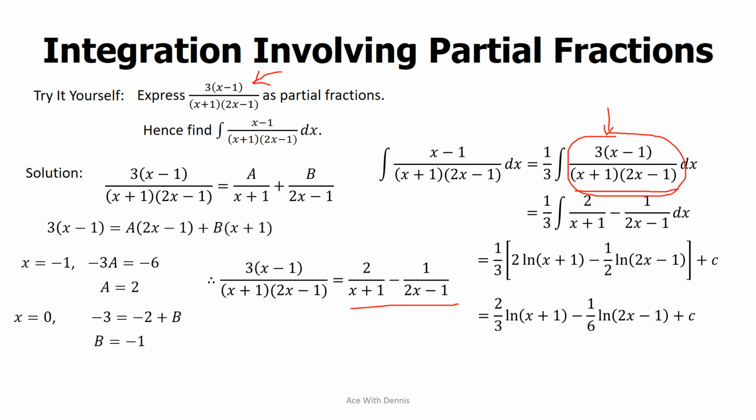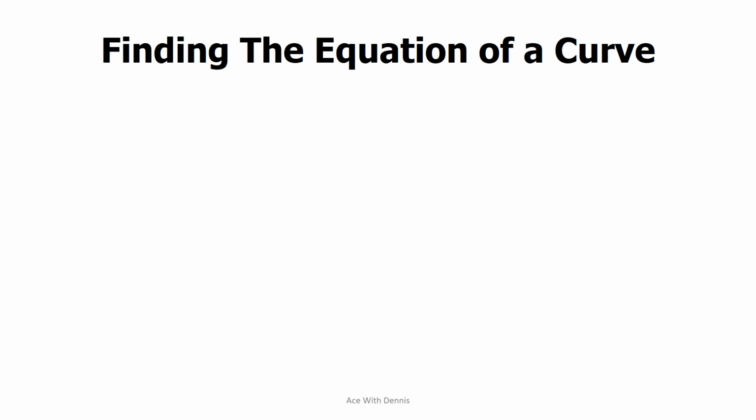Then expand the bracket, we get 2 over 3 ln(x plus 1) minus 1 over 6 ln(2x minus 1) plus c. This is the answer for this example. Now we have learned all the important integration techniques. So it's time for us to look at some applications.